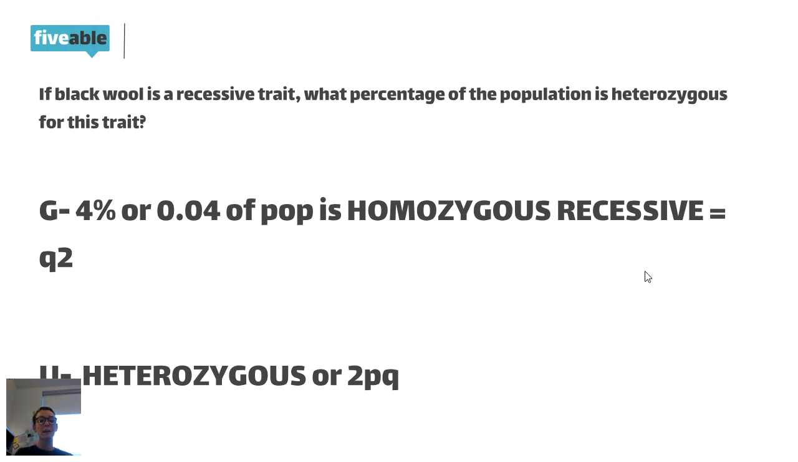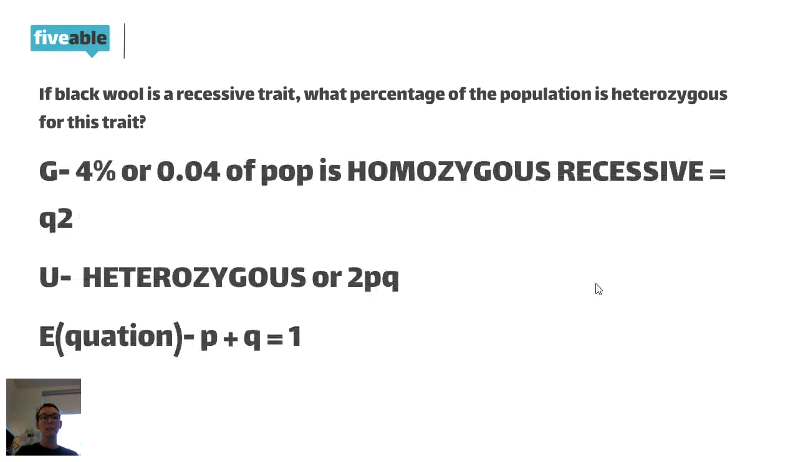The next step is to look back at your equations, which I just posted in your chat, okay? But for equations, or E in the GUESS method, the equation that you're always going to use is p plus q equals 1, okay? Because if you can use p plus q equals 1, you can find p, you can find q, and therefore you can find any of the genotypes that you might need to find, okay?